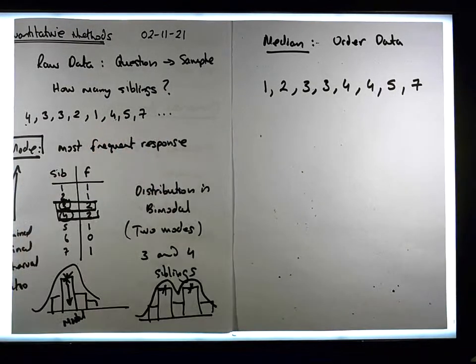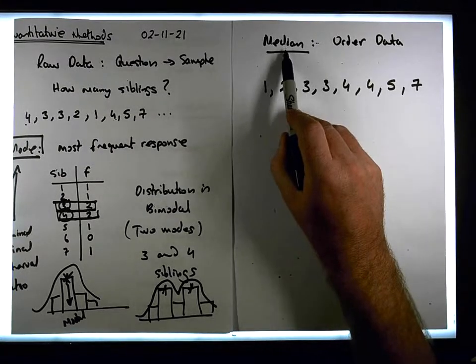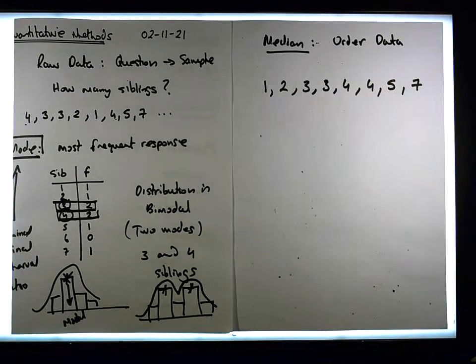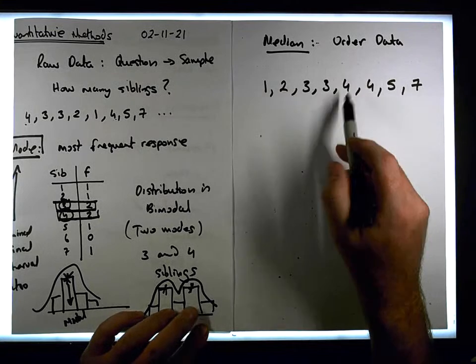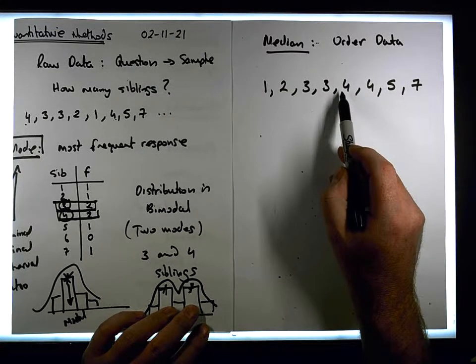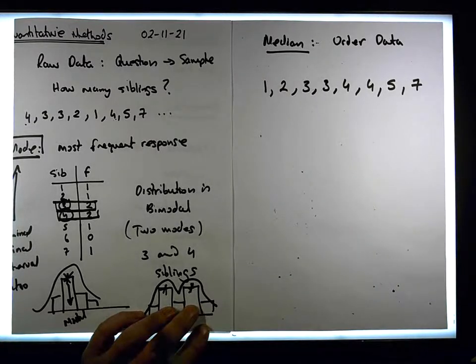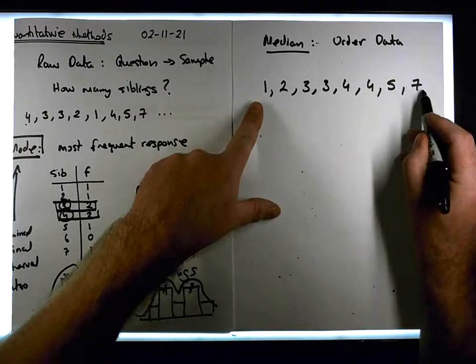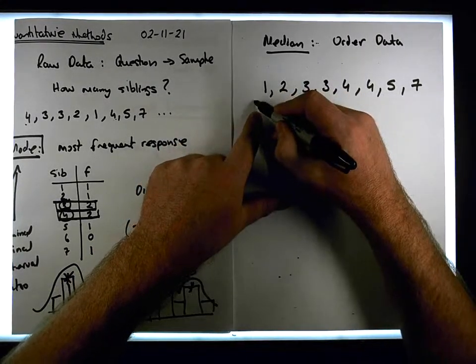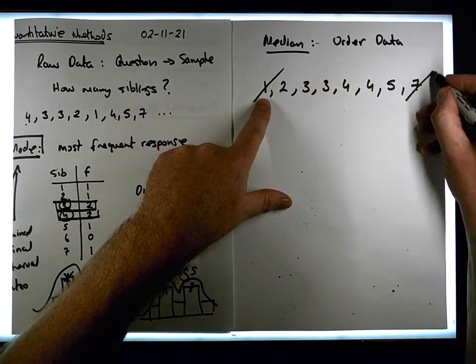So the median is the middle response. It's the response that splits the data set up into two equal halves. Half the respondents responded with a value less than the median, and half responded with a value greater than the median. To find the median, we triangulate. We get rid of the smallest value with the largest value.